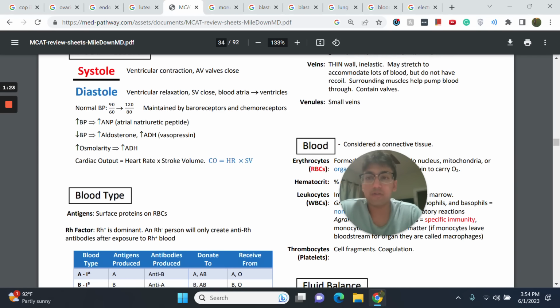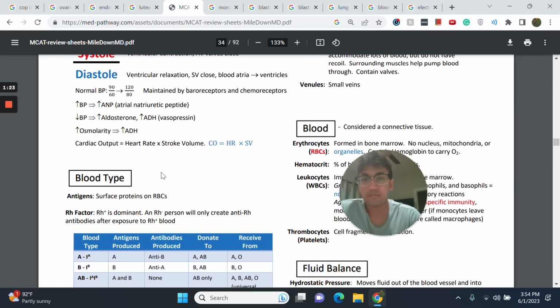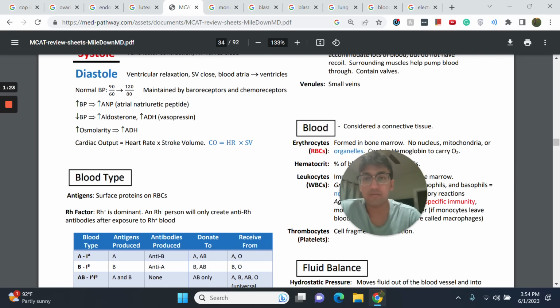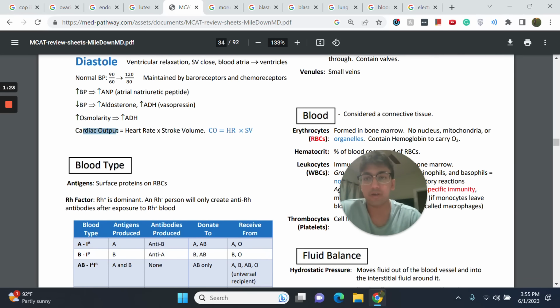Cardiac output is how much blood is being sent outside by your heart per minute, and it's equal to the heart rate, which is how many beats per minute, times the stroke volume, which is how much blood you're sending out, right? And that gives you your cardiac output, which is how much blood you're sending out per minute. And the SV, the stroke volume, is how much blood you're sending out per beat. If you multiply the two, you get cardiac output.